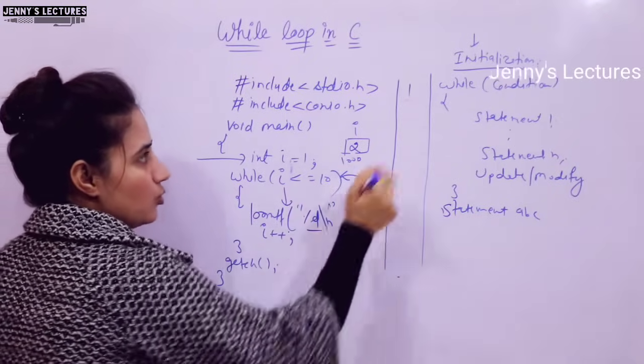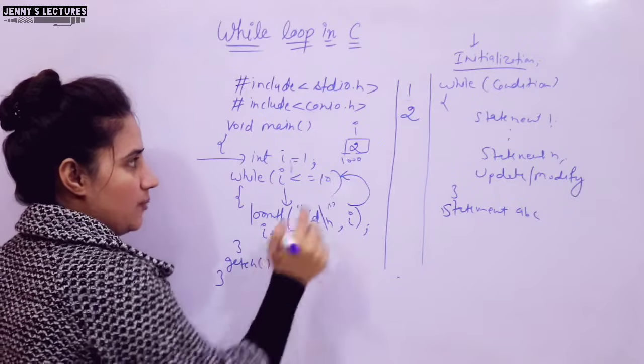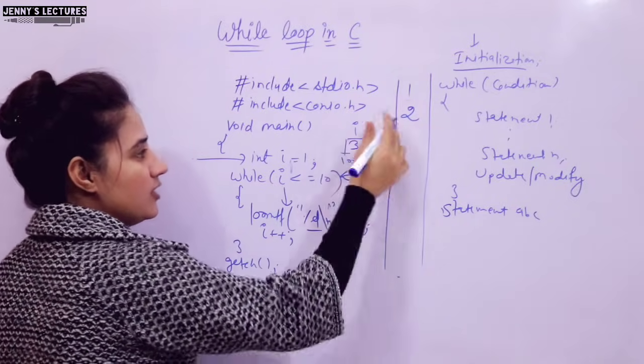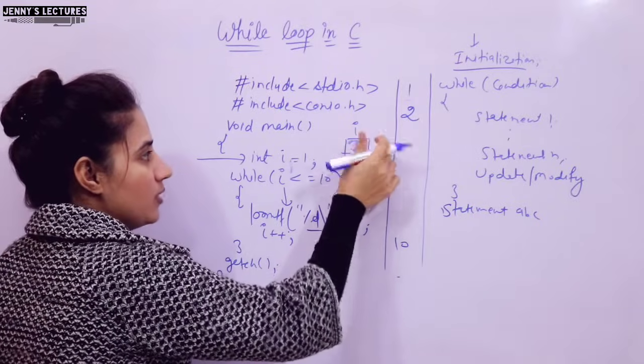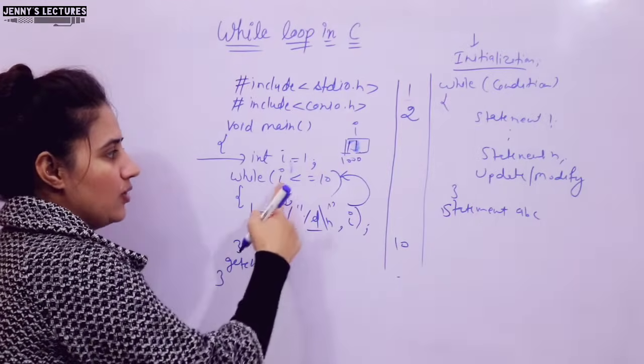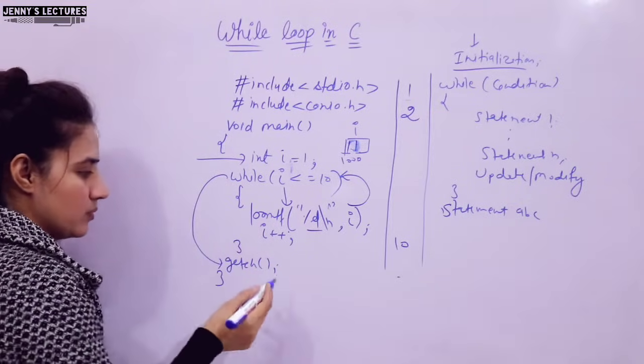Yes, true. 2 would be printed in the next line because we are using \n, right? I plus plus, I value becomes 3. Like this it would be repeated till 10. And once I value becomes 11 after printing 10, now is 11 less than or equal to 10? No. Now control will go out of the loop.